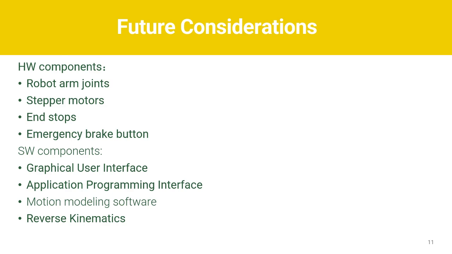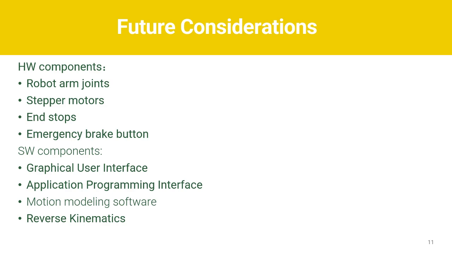End stops. They are used to ensure the safety of the robot arm and prevent any potential damage. We plan to add end stops to the robot arm. These end stops will serve as a physical limit to the movement of the robot arm and will be programmed to prevent it from moving beyond its safe range.